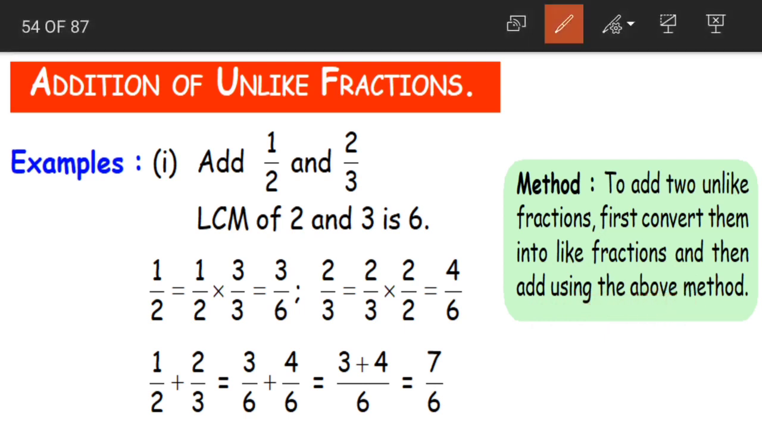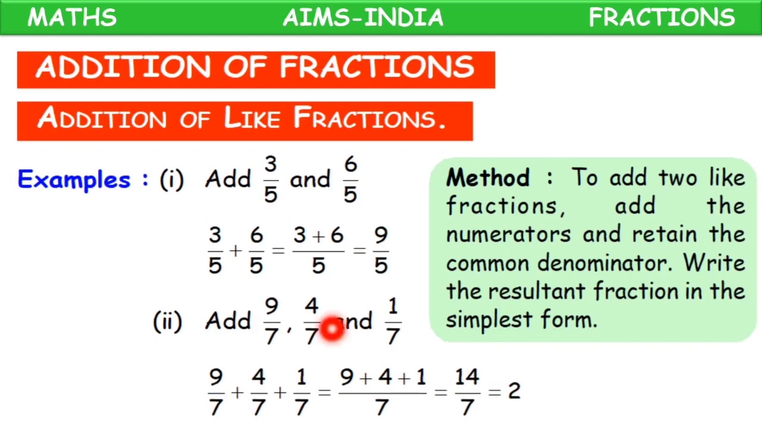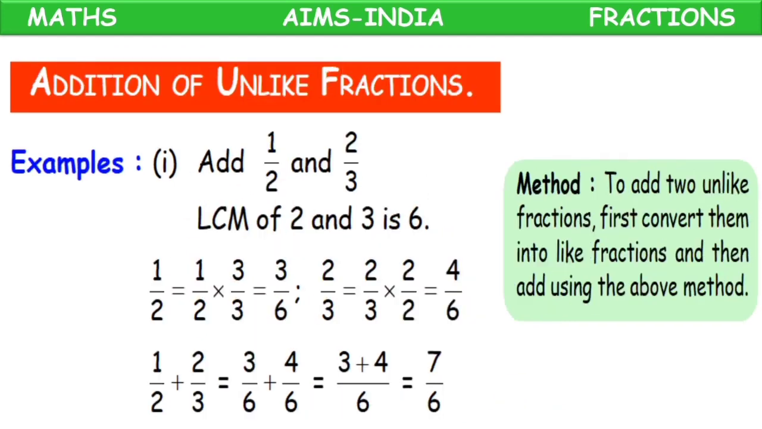So first what should we do? We should convert these into like fractions. To convert them into like fractions, we have to take the LCM of the denominators. LCM means the least common multiple. First we need to find out the LCM of their denominators, convert them into like fractions, and we know how to add like fractions, right? So apply this method to the resultant like fractions.